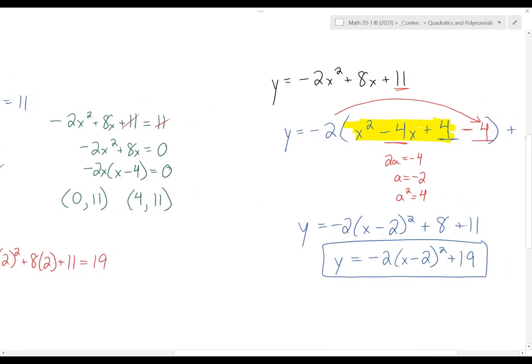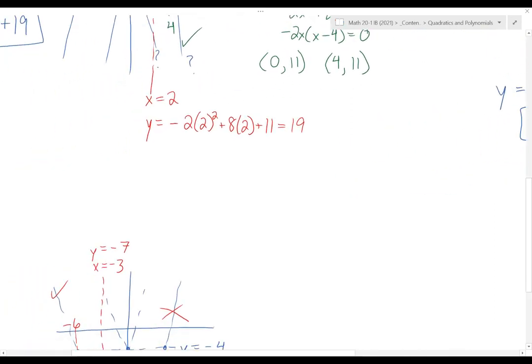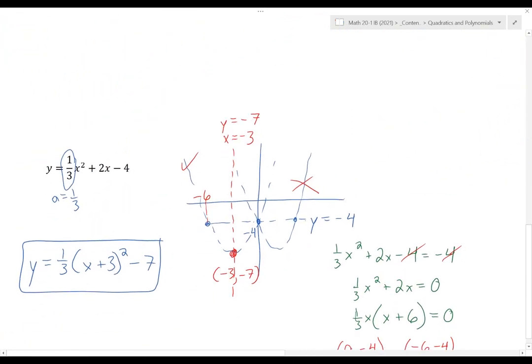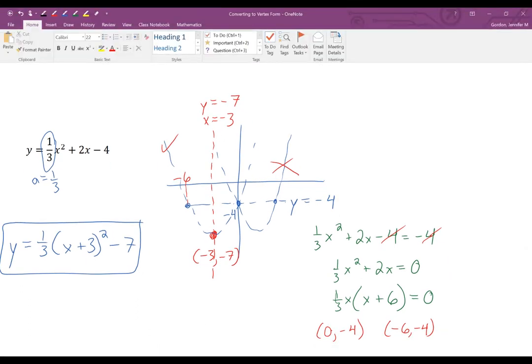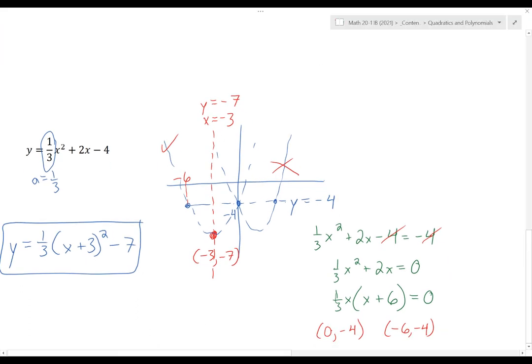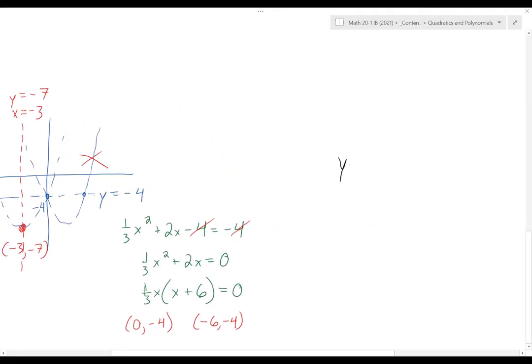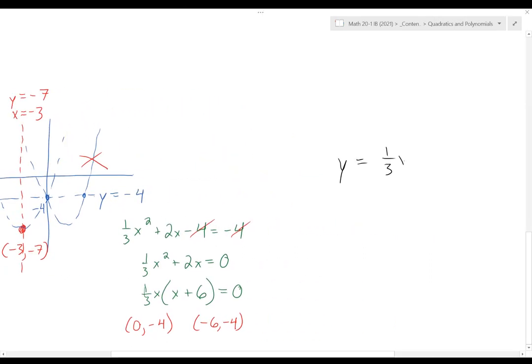So completing the square is an alternate way. You can find a vertex using symmetry, or you can find it using completing the square. In some cases, they're kind of equivalently difficult. In this next example, this one's not too bad as completing the square, but it's really easy by symmetry. So our function, y equals 1/3 x squared plus 2x minus 4.